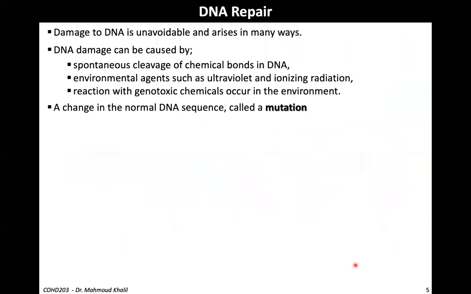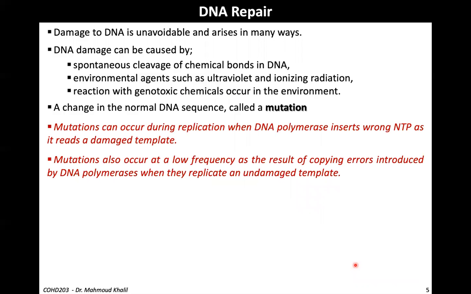So damage to the DNA is unavoidable and arises in many ways. DNA damage can be caused, as we said, by spontaneous cleavage of chemical bonds in DNA, environmental agents like UV and ionizing radiations, as well as reaction with genotoxic chemicals that occur in the environment. Any change in the normal DNA sequence is called a mutation. This mutation can occur during replication when DNA polymerase inserts a wrong nucleotide as it reads a damaged template. As well, it can occur at very low frequency as a result of copying errors introduced by the DNA polymerase when they replicate an undamaged template.